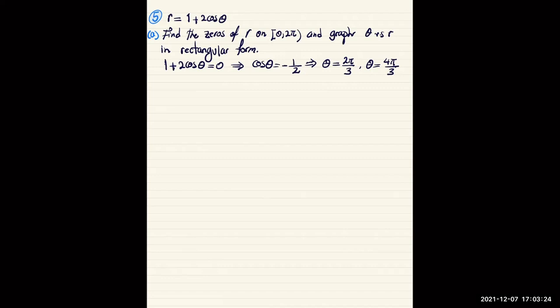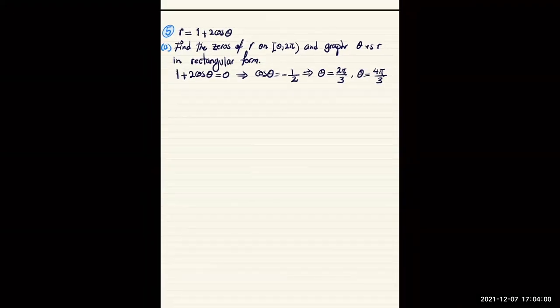Is there a range for cosine theta? Range for cosine is from -1 to 1. Oh, okay, we're given that a polar graph is generated by revolving theta from 0 to 2 pi. Yeah, and that makes it simple, you're right.